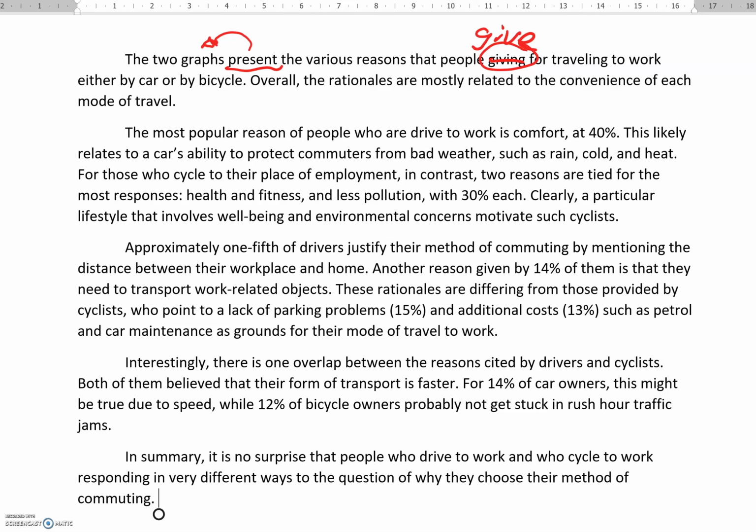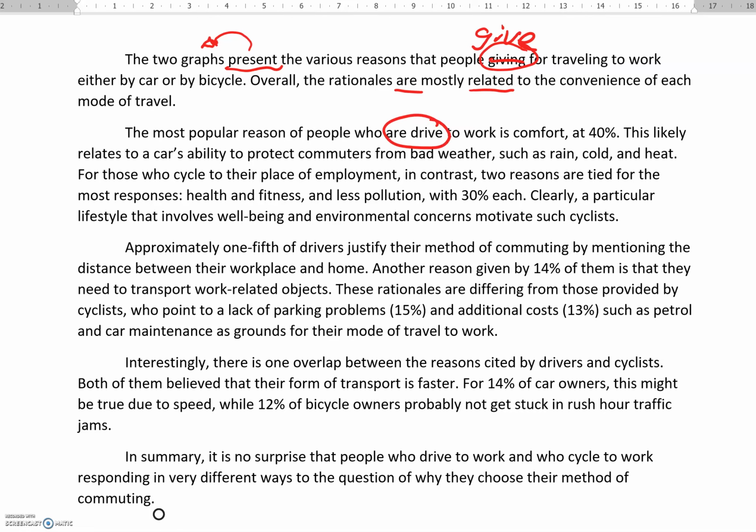Overall, the rationales, the reasons, are mostly related. Okay, so we have the simple present are related, a passive verb. That's fine. We'll be looking at the passive form, the passive voice later. Yeah? Okay, are mostly related to the convenience of each mode of travel. Next paragraph. The most popular reason of people who are drive to work.